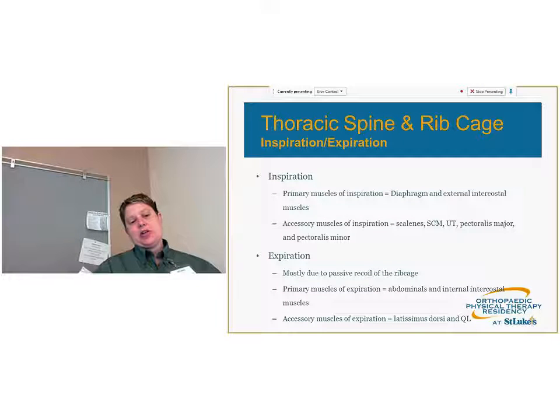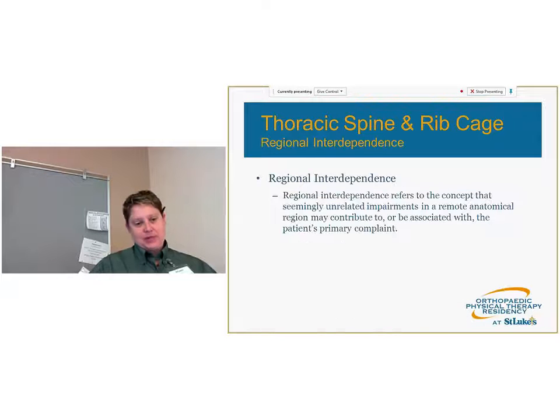For inspiration and expiration, I listed the primary muscles and accessory muscles. One thing to note, expiration is mostly due to a passive recoil of the rib cage. So unless you're doing a forced expiration, that's when you'll get a lot of the muscular involvement.